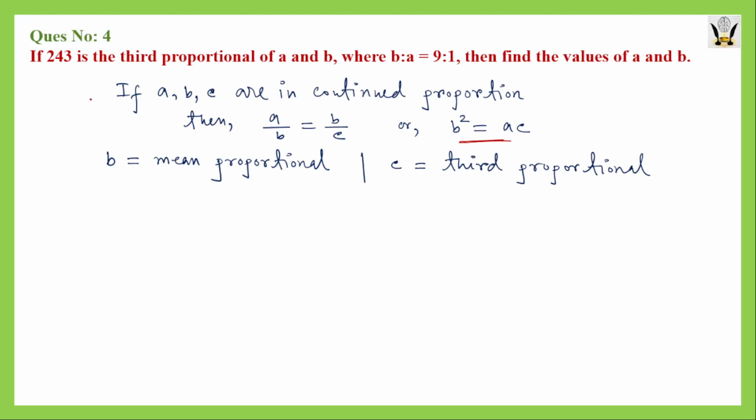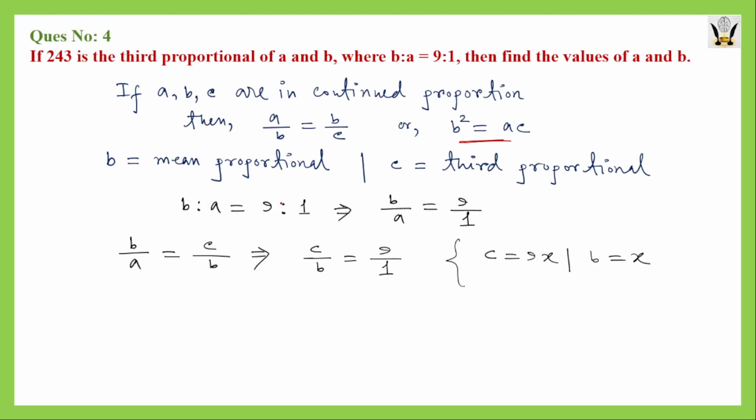Now as per the given values, if we proceed further, then from the second condition which is given, B is to A is equal to 9 is to 1, that means B by A we can write as 9 by 1. So this is one condition that we are getting.